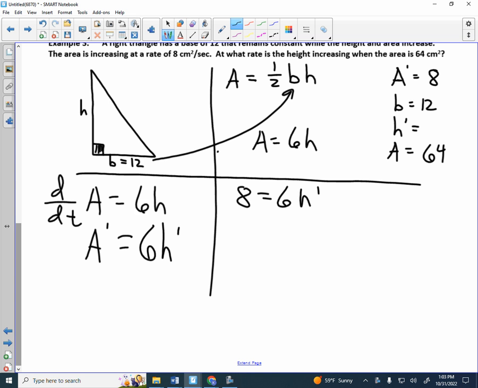Did I ever even need to know that the area was 64? It didn't come up in the problem. It is there to be there. I divide by 6 and I get 4 over 3 is equal to H prime. Or H prime is 4 over 3. What is my measurement? Centimeters per second. Grab your homework.